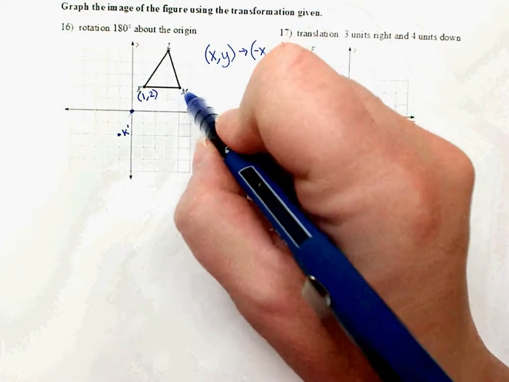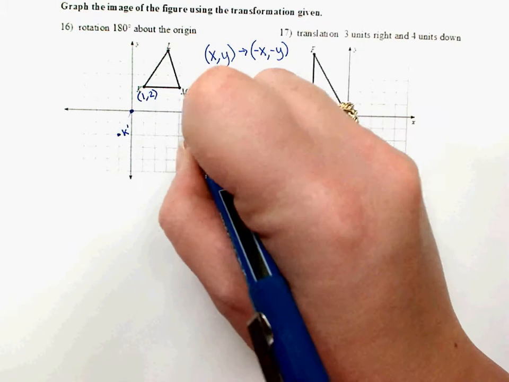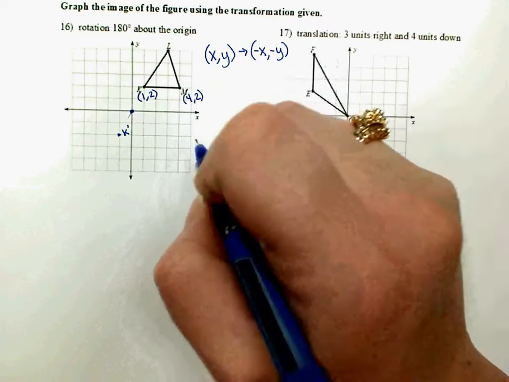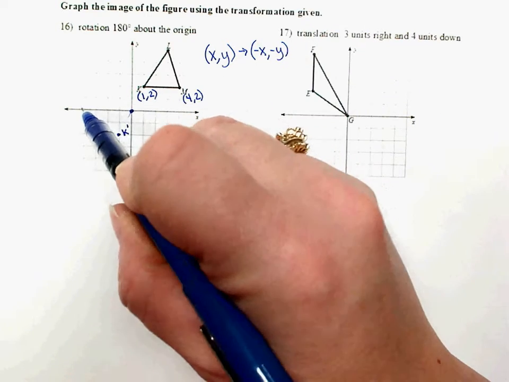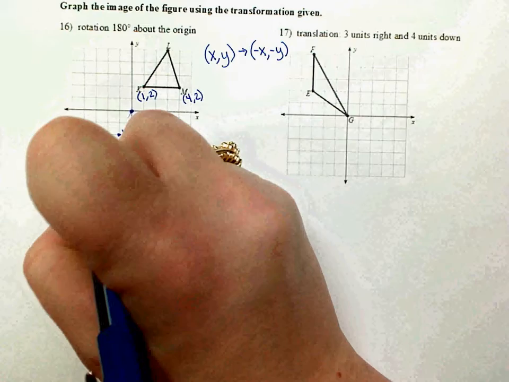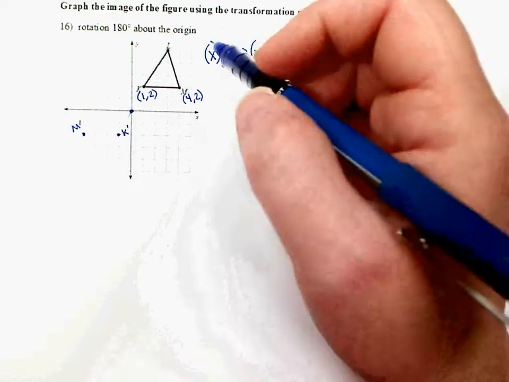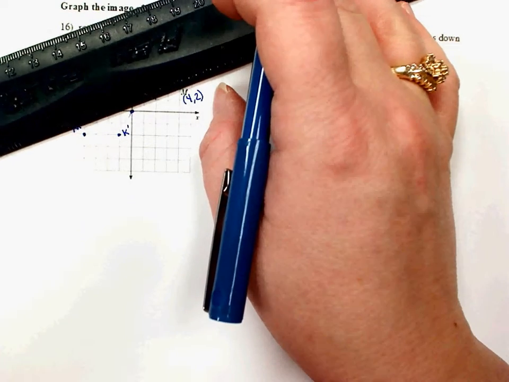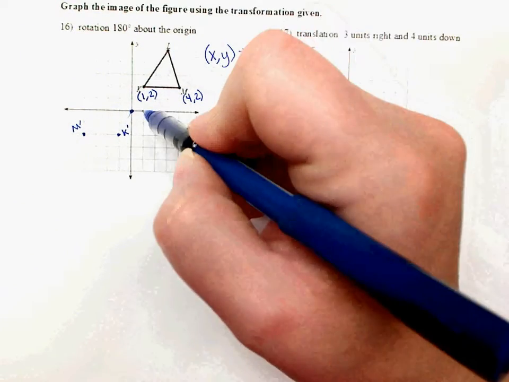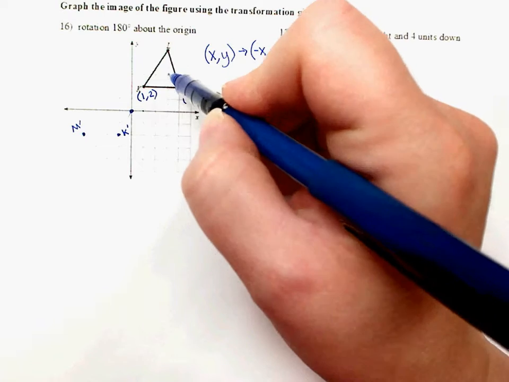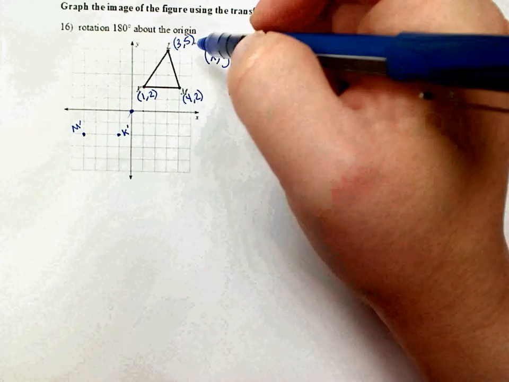So I can look at the coordinates of M, 1, 2, 3, 4, 1, 2. So M is at 4, 2. I want the opposite signs on both the X and Y. So -4, -2. -4, -2 puts my M prime right here. And I can check that, don't forget. My M, my origin, and my M prime are all in a line together. And then my L is 1, 2, 3, 1, 2, 3, 4, 5, 3, 5. So I know I'm going to change the signs and go to -3, -5.